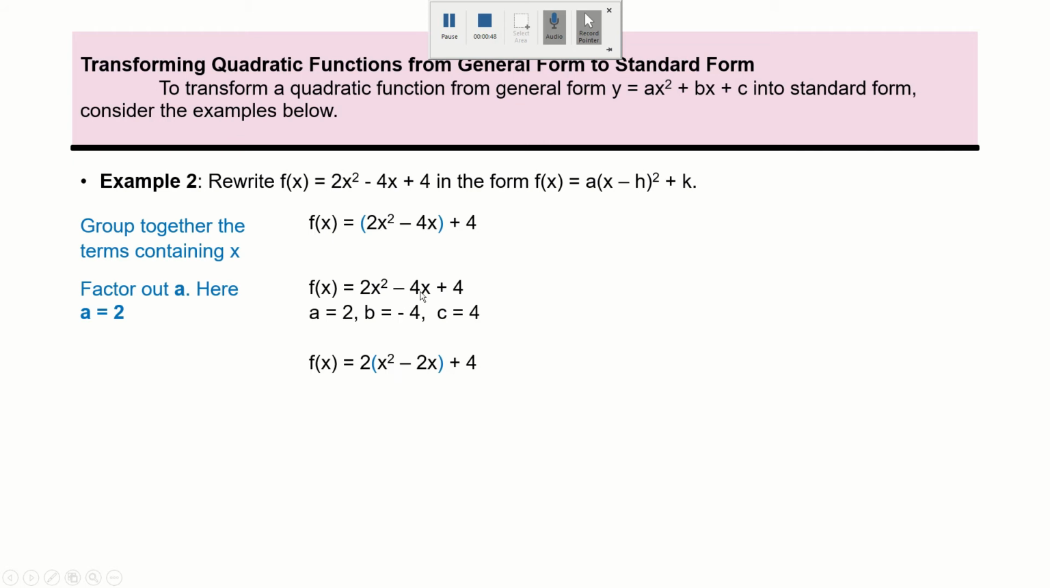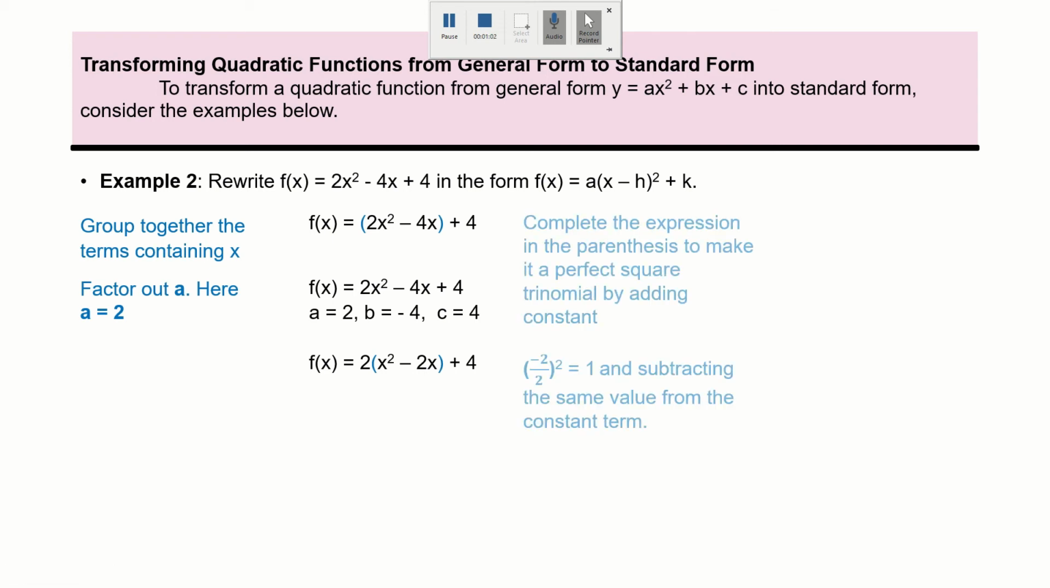We divide the second term, negative 4x, by our a, which is 2, then we have negative 2. Our answer now is f of x is equal to 2 times the quantity x squared minus 2x plus 4, since we factor out a, and that is 2. Next, we're going to complete the expression in the parentheses to make it a perfect square trinomial by adding a constant and also subtracting the same value from the constant term.